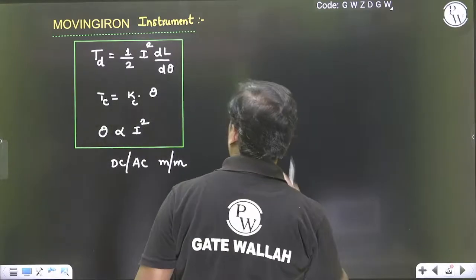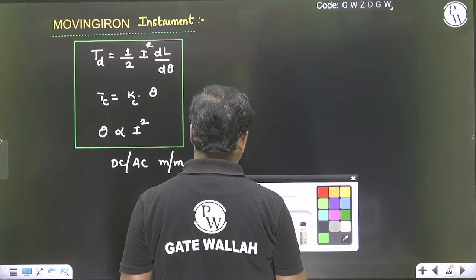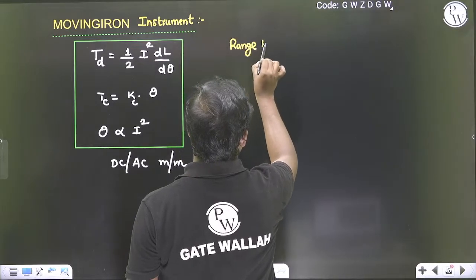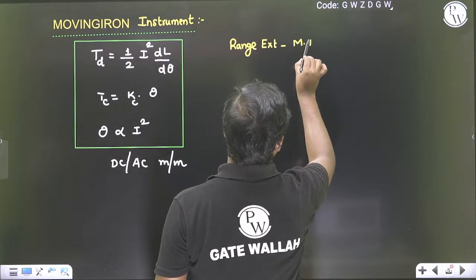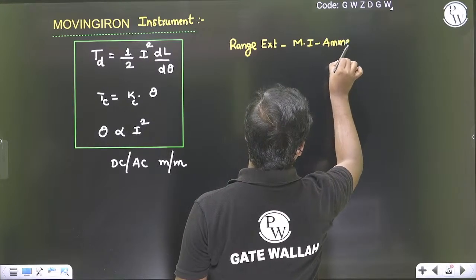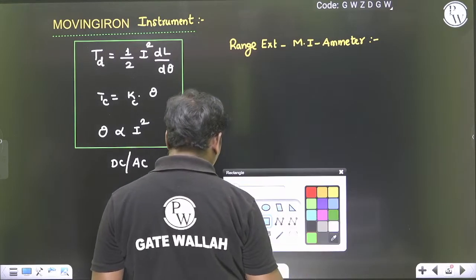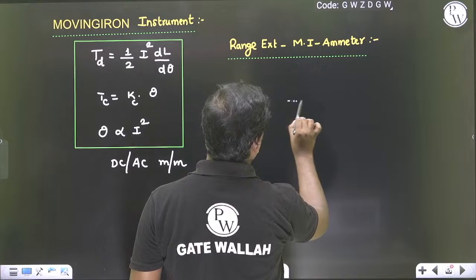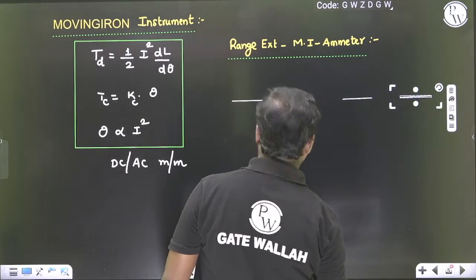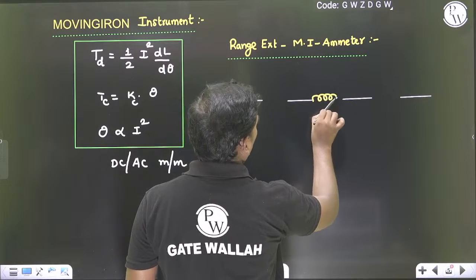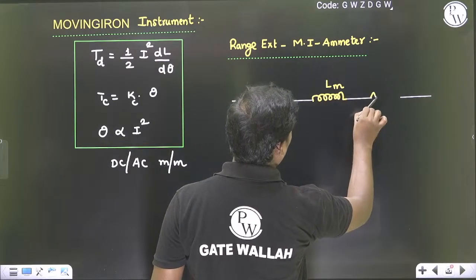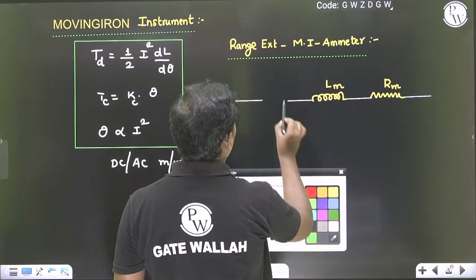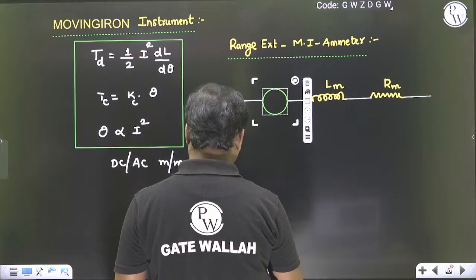Next, if you see the range extension of the ammeter, the moving iron ammeter, it is an inductance oriented device, so it has Lm, and in addition to the meter resistance it also has inductance. So this is our Im.